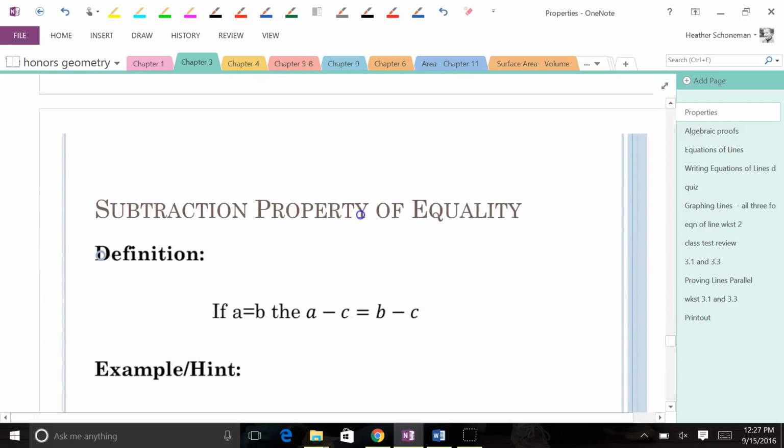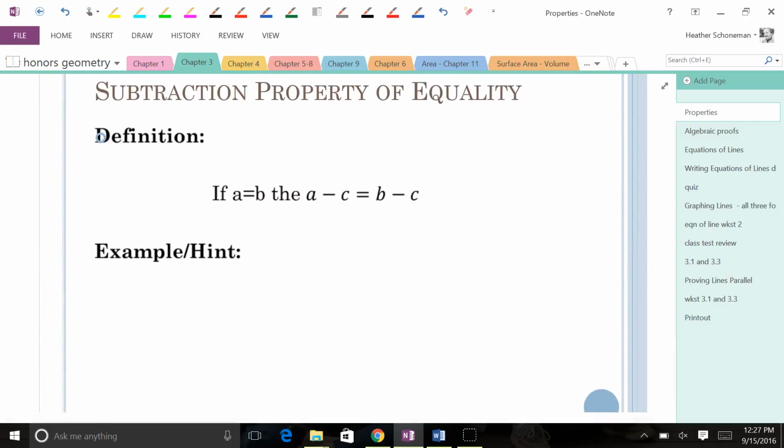Okay, so then you can guess the subtraction property of equality. So if two things are equal, you can subtract the same number from both sides, and it'll all work out okay.